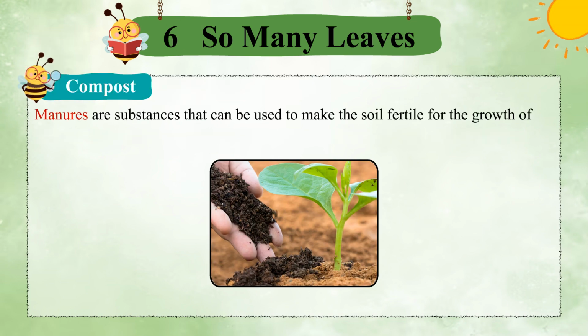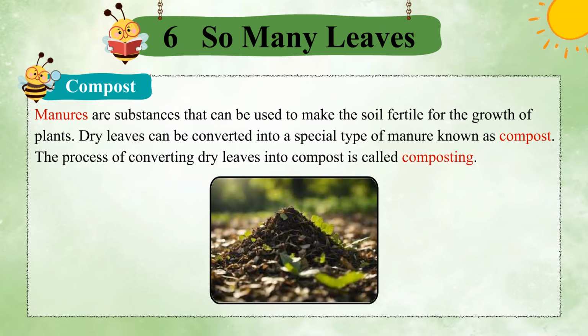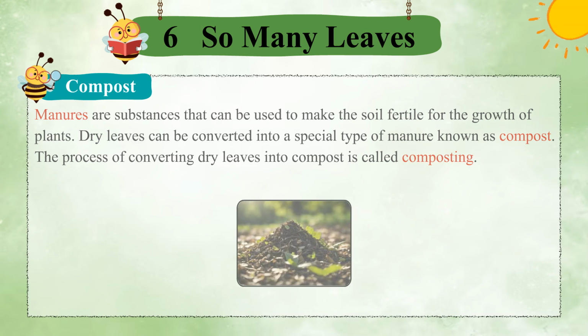Compost. Manures are substances that can be used to make the soil fertile for the growth of plants. Dry leaves can be converted into a special type of manure known as compost. The process of converting dry leaves into compost is called composting.